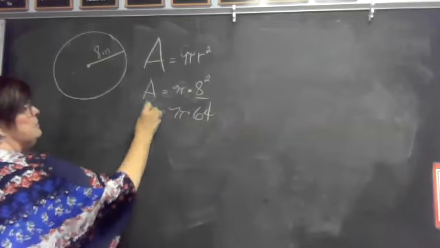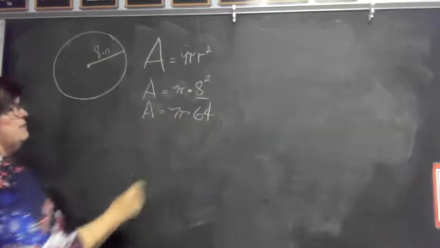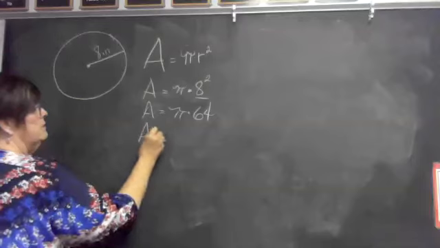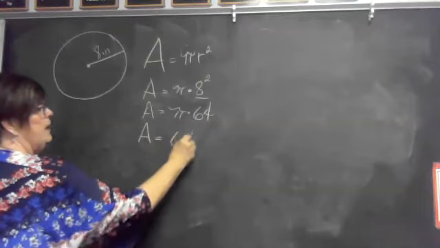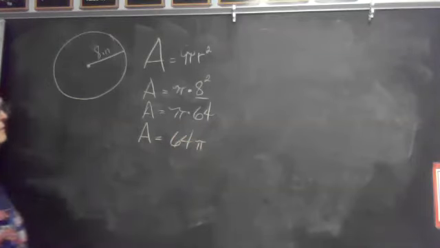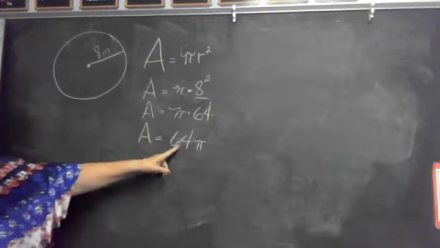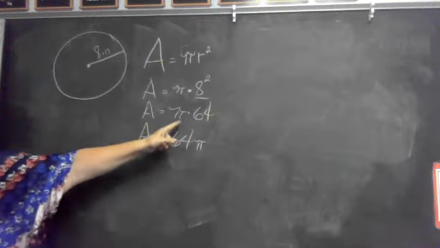And then take it times pi, pi times 64. And of course, it will come up 64 pi. Yes, go ahead and try. I'll give you time. It'll come out 64 pi because it's 64 times pi.